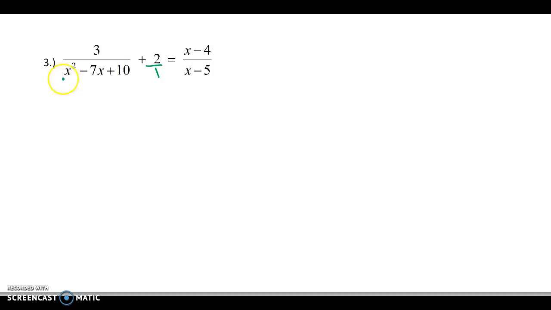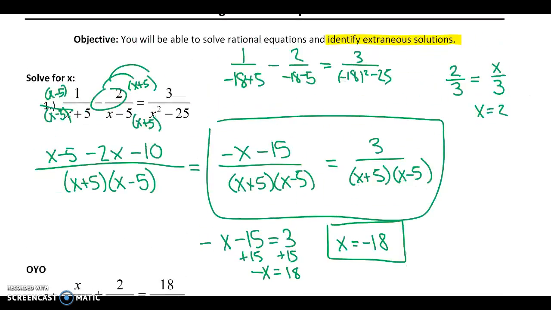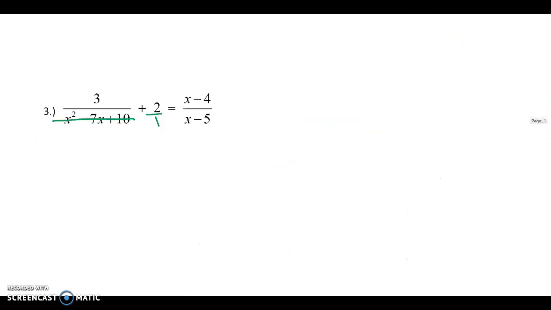But first, we don't really know what factors this has. So what we always want to do first is make sure it's in fully factored form. The last one we were adding was already factored as much as possible. This one, it's not, so you're going to want to complete that step. So I'm going to set up my parentheses. What multiplies to x squared is x and x. It's got to multiply to positive 10 and add to negative 7, so it's got to be minus 5 and minus 2. Now, this one has a denominator of x minus 5 and x minus 2.